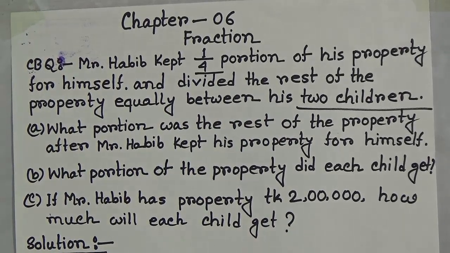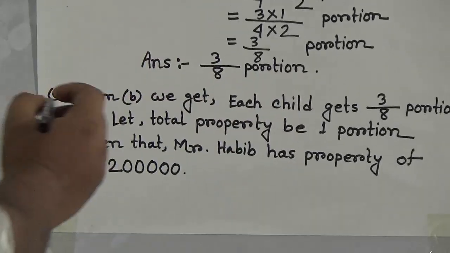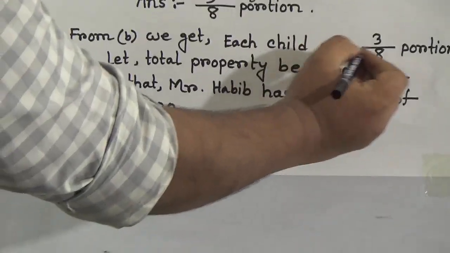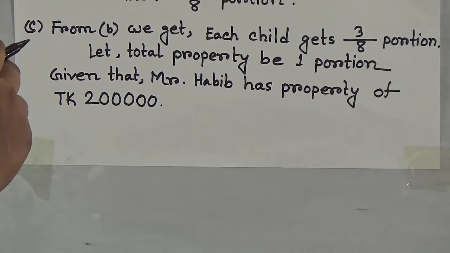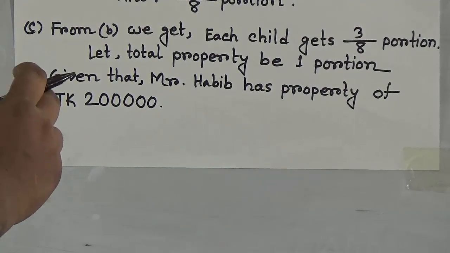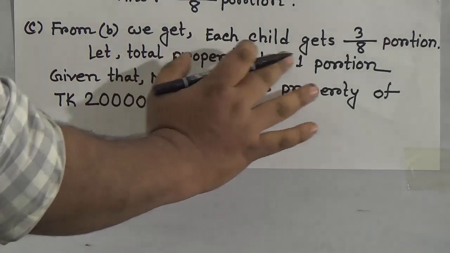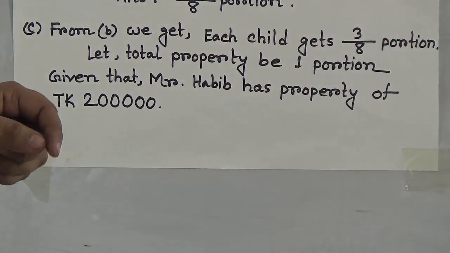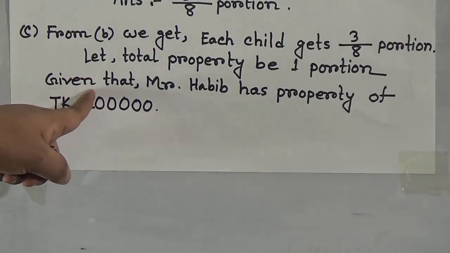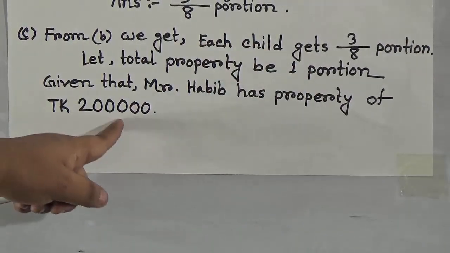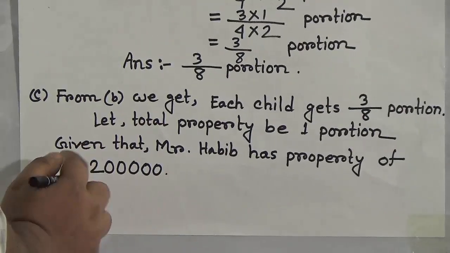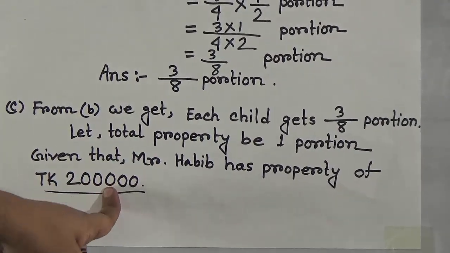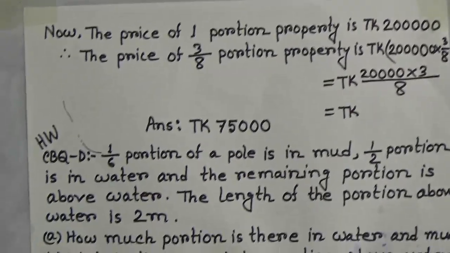Okay, from B we get each child gets 3 by 8 portion. So at first we write from B we get each child gets 3 by 8 portion, and in question A we considered the total property to be 1 portion. So here we also write, let the total property be 1 portion. From the stem we know that Mr. Habib has property of 2 lakh. So write, given that Mr. Habib has property of 2 lakh. So the total property is 1 portion and the value of property is 2 lakh. So we can write from this information that the price of 1 portion of property is 2 lakh.